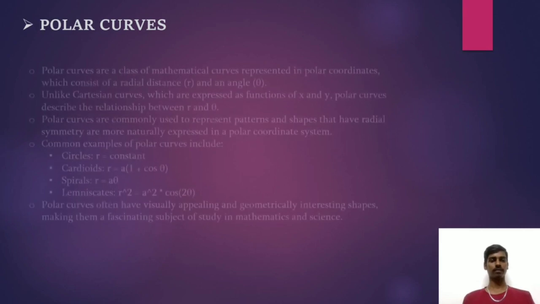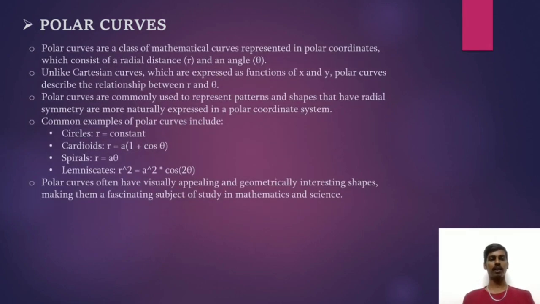Polar curves. Polar curves are a class of mathematical curves represented in polar coordinates, which consist of a radial distance r and angle theta. Unlike Cartesian curves, which are expressed as functions of x and y, polar curves describe the relationship between r and theta. Polar curves are commonly used to represent patterns and shapes that have radial symmetry and are naturally expressed in a polar coordinate system.